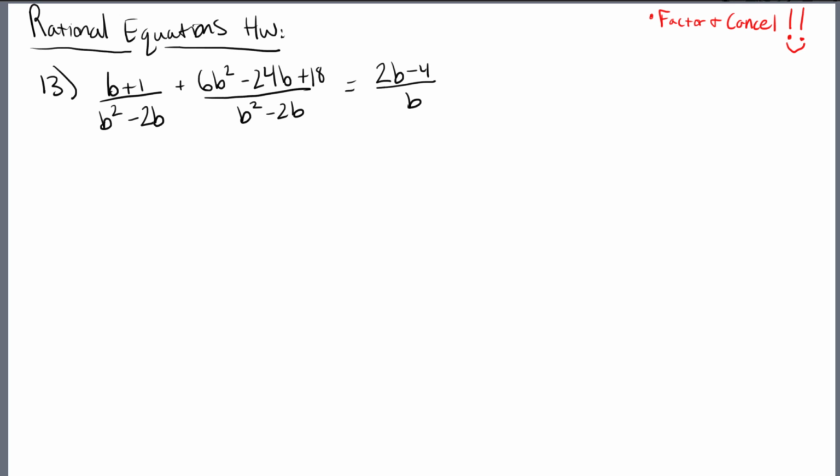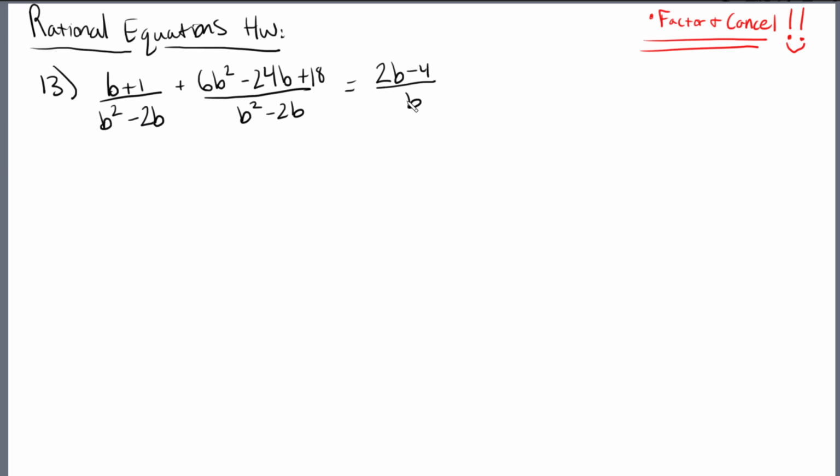So I was going through and making the answer key for the homework, and I noticed that number 13 is a bit of a doozy. So let's do it together. Something I want to remind you is factoring and canceling is your friend when we're solving rational equations.